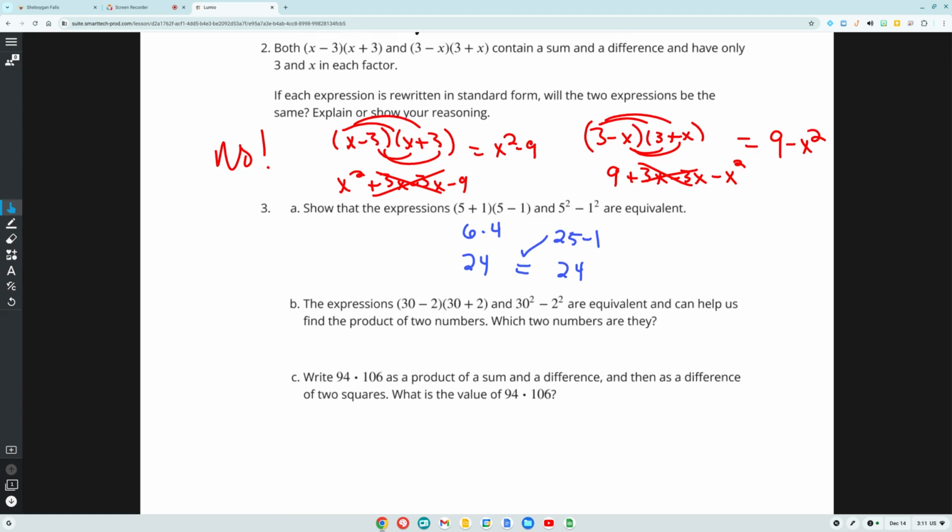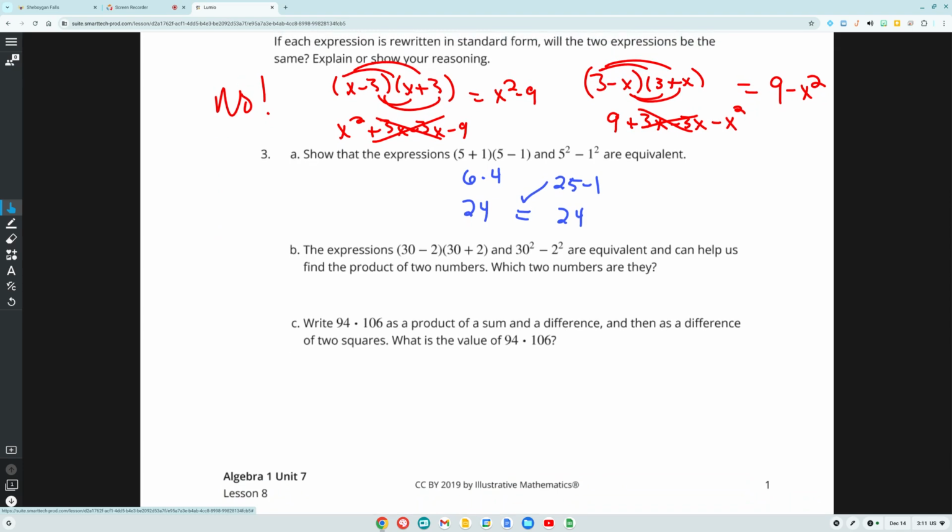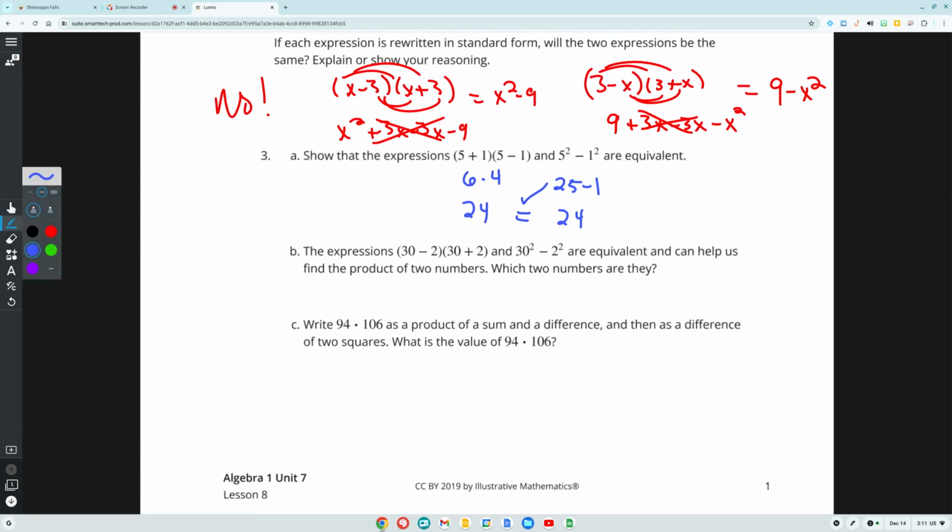B says the expression 30 minus 2 times 30 plus 2 and 30 squared minus 2 squared are equivalent and can help find the product of two numbers. Which two numbers are they? Well, they're the numbers that are a little bit below 30 and a little bit above 30 by 2. This is really the same thing as 28 times 32.